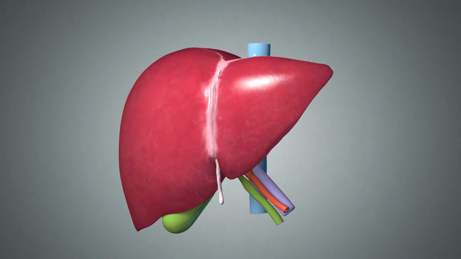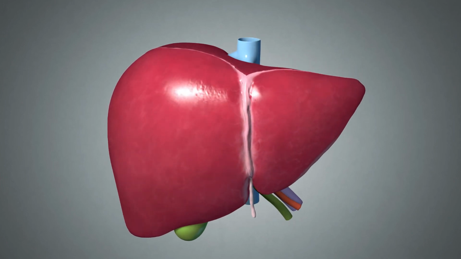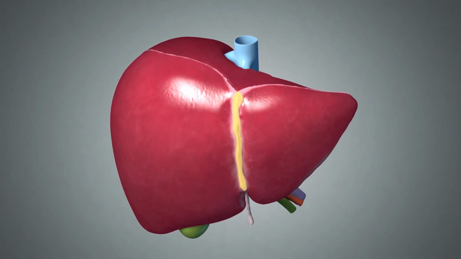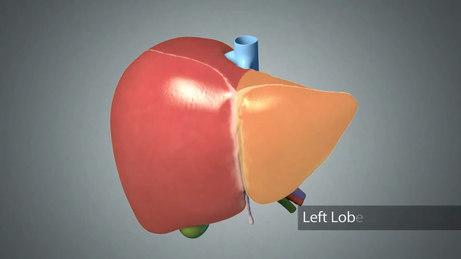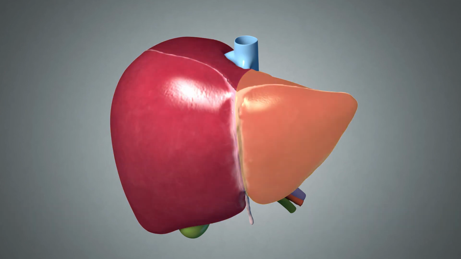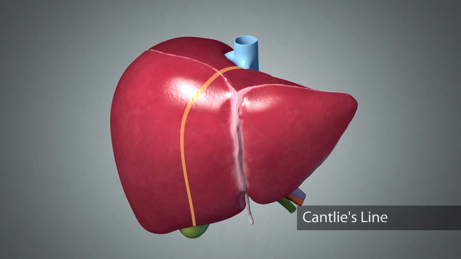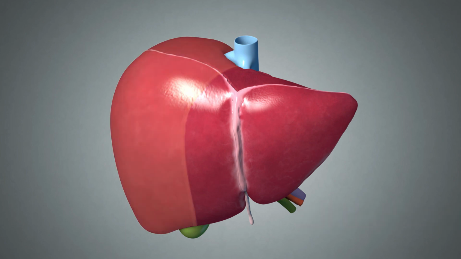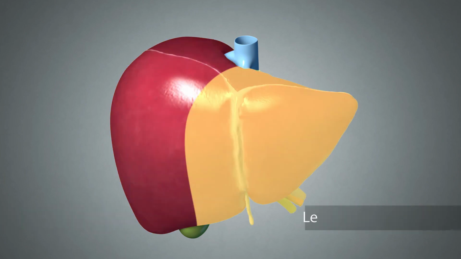Surface landmarks are useful to orient oneself to liver anatomy. The falciform ligament is often referred to as dividing the right lobe from the left lobe. This has to be differentiated from Cantlie's line, which actually runs from the gallbladder to the medial aspect of the IVC, thus separating the right hemiliver from the left hemiliver.